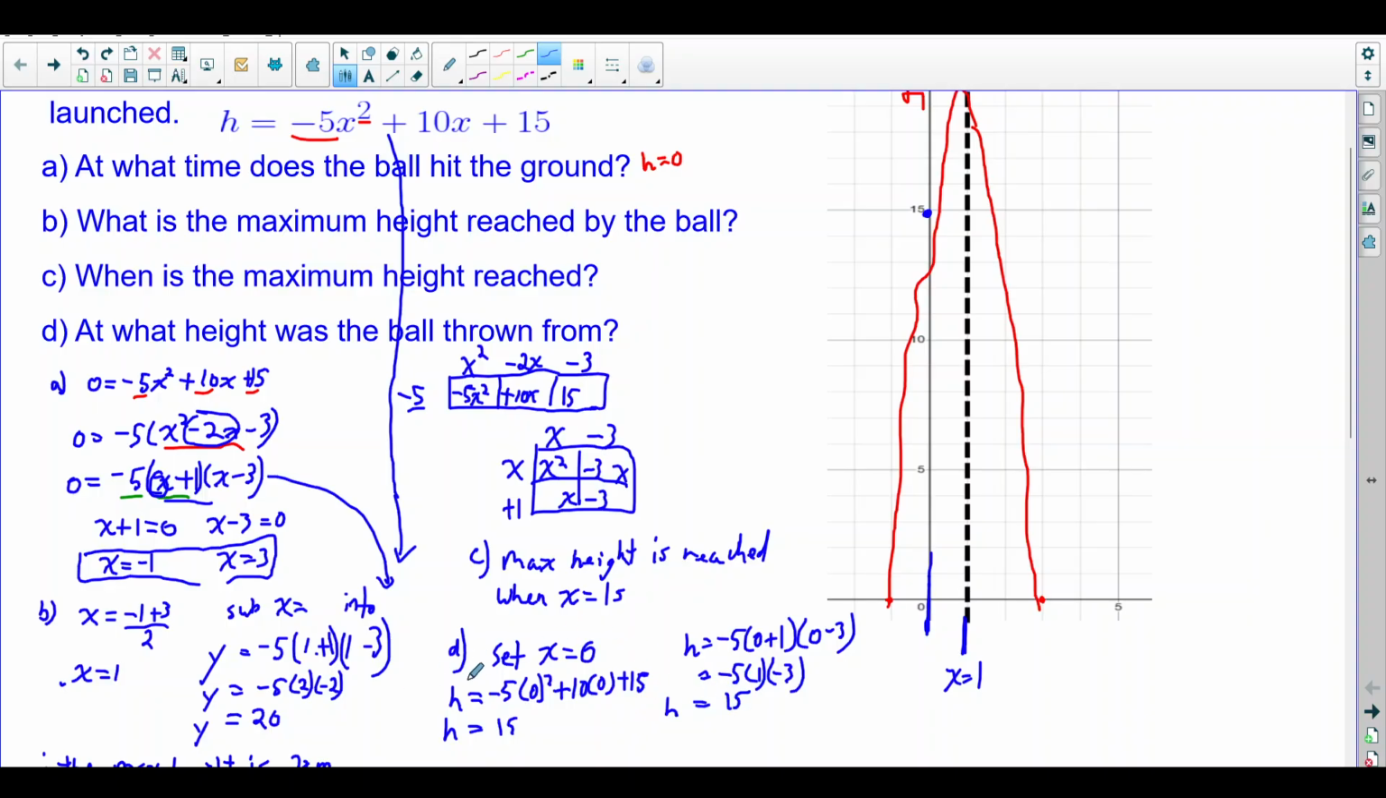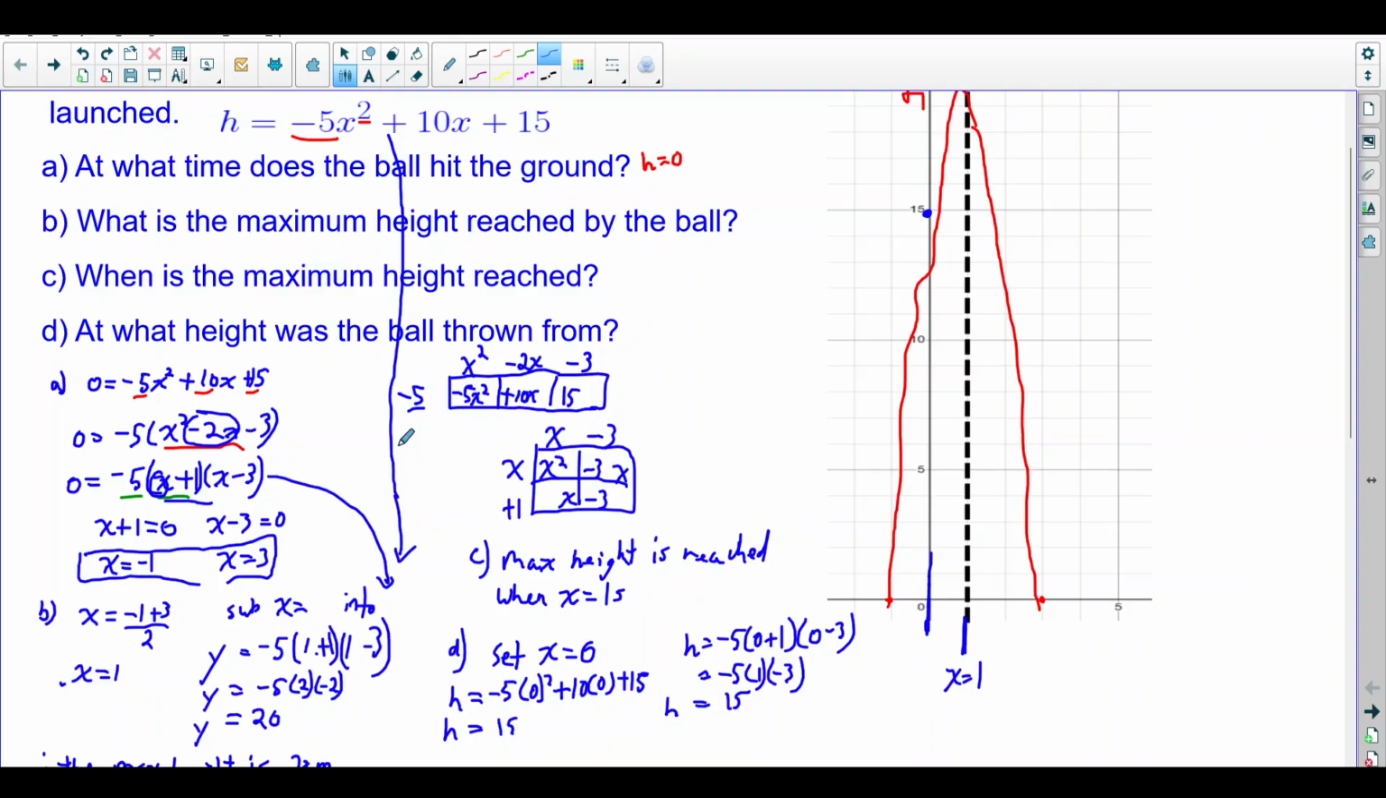Whatever you're most comfortable with, I think standard form is easiest if you have it. I mean, if the equation was given in factored form, you're going to have to use this second method unless you wanted to expand, but that seems to be a little more work. So that's how we can use quadratics to find some different points or values about this situation.